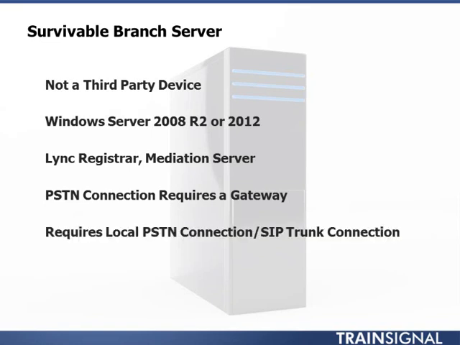Your Survivable branch server allows your clients out at that branch office the ability to make and receive phone calls if they lose their connection over to the central site across the WAN link. So very much like your SBA, the Survivable branch server also requires some form of local connectivity for a PSTN connection or a SIP trunk connection. When it comes to the scalability, a Survivable branch server does have an SBA beat because it will support up to 5,000 users.